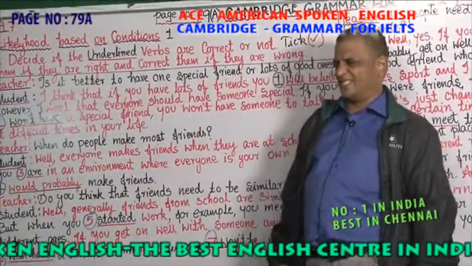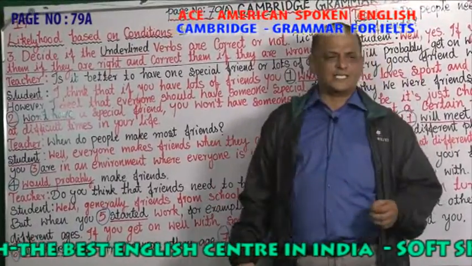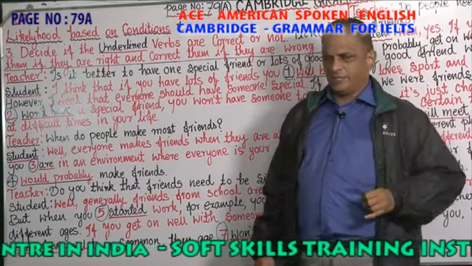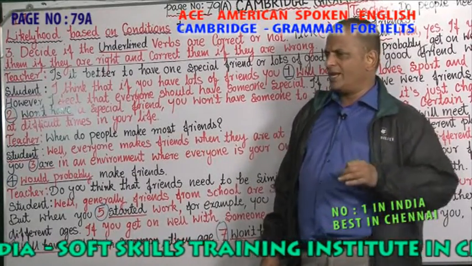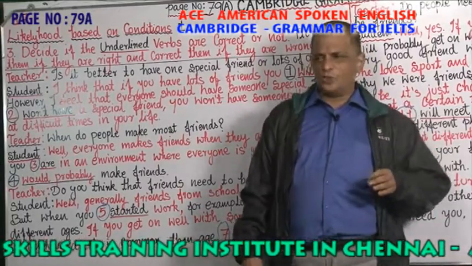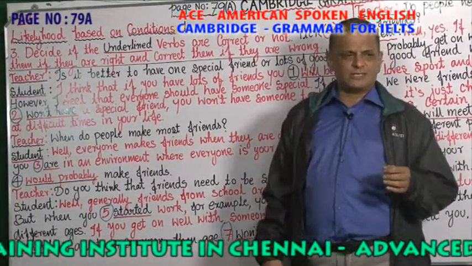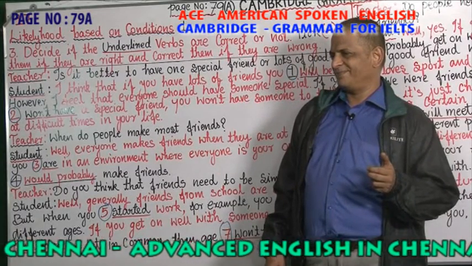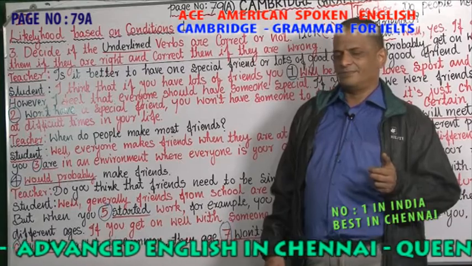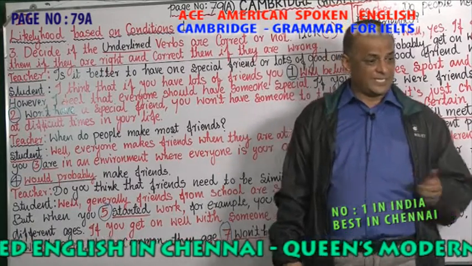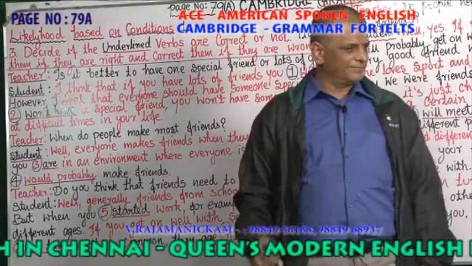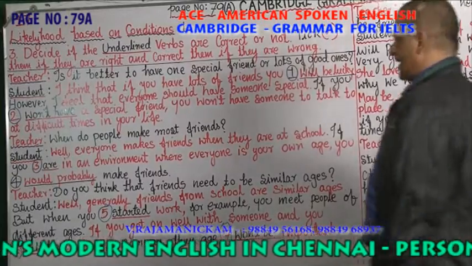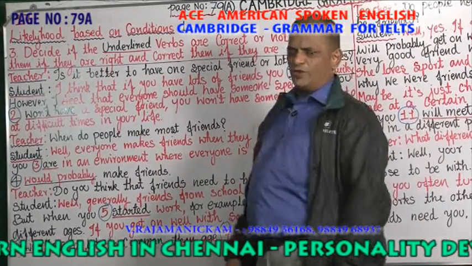What do you mean by conditions, sir? What are conditional sentences and what are the words you use for them? Number one, if. Number two, provided that. Number three, unless. Number four, as well as. Number five, as long as. Number six, what you have seen this morning: in case. So these are the conditional words.